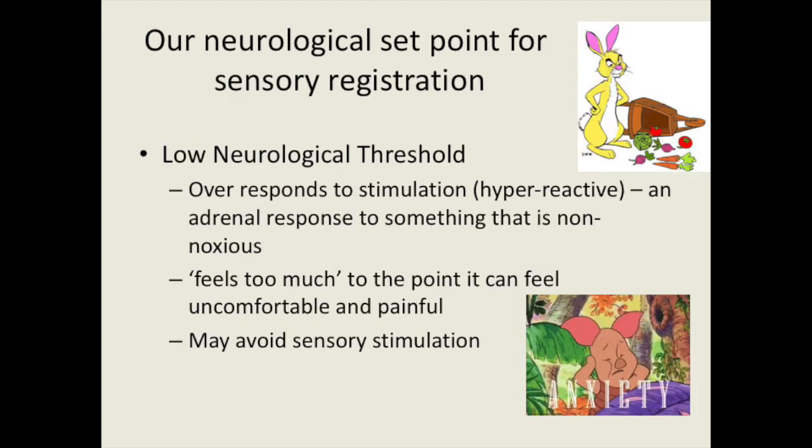Children who have a low neurological threshold are children who over-respond to stimulation, an adrenal response to something that is non-noxious. They may feel too much, to the point where it can feel uncomfortable or painful, and they may avoid sensory stimulation. This group of children have a sensory processing difficulty known as hyperreactivity.